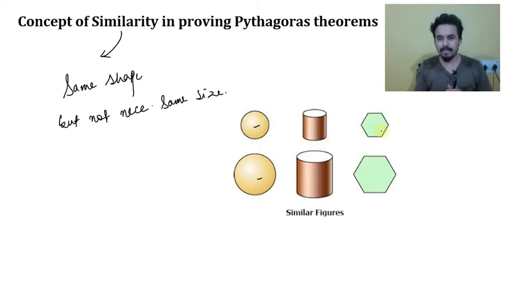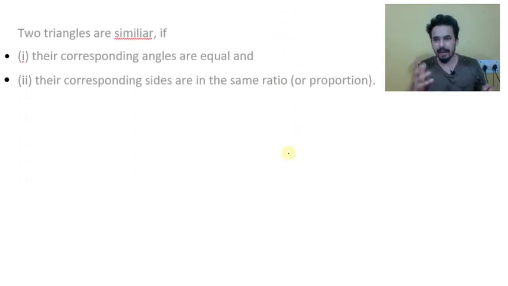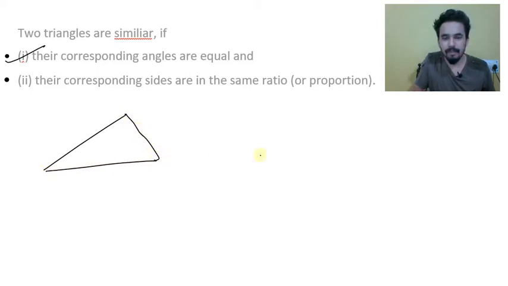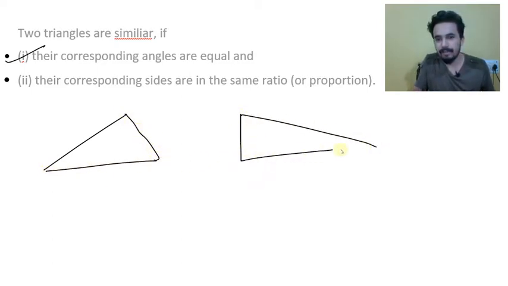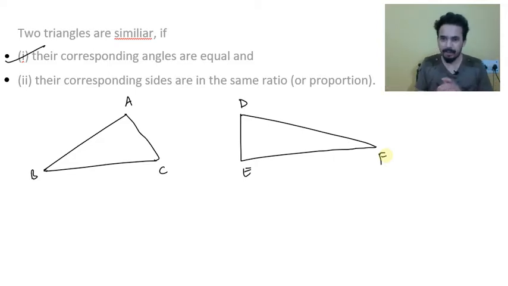Now if I talk in terms of triangles, let me show the definition part. The concept of similarity means that two triangles are said to be similar if they have their corresponding angles equal. Suppose this is the first triangle and this is another triangle. If two angles of the first triangle are equal to two angles of the other triangle, then the third angle will automatically be equal.